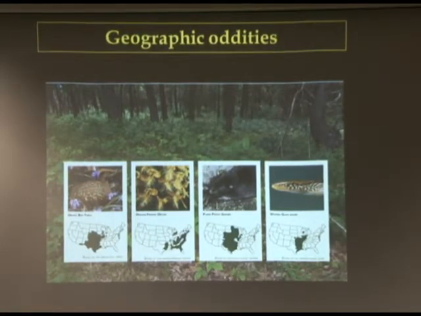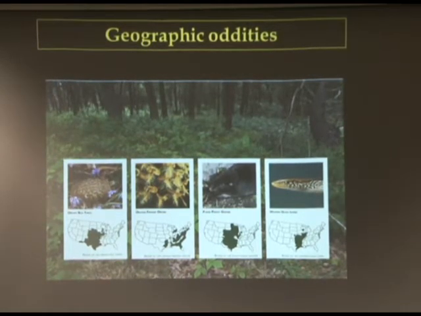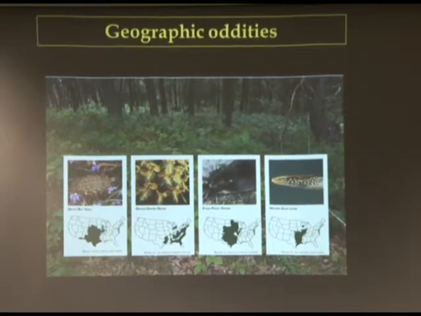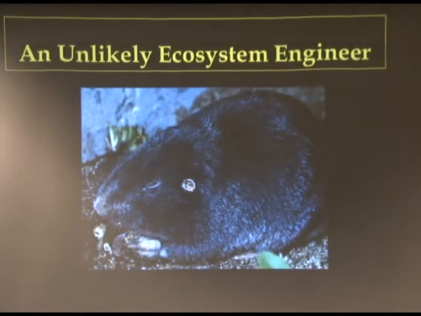Okay, I mentioned there was 30 of these different animals and plants that end up in the Kankakee Sands at the end of their ranges. So now I'm going to talk a little bit about the pocket gopher, and he's our unlikely ecosystem engineer.